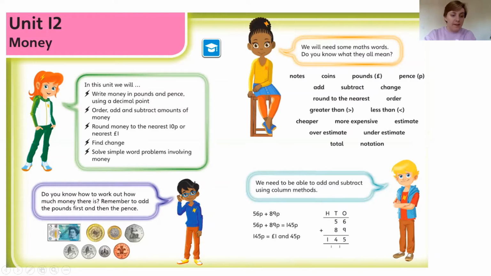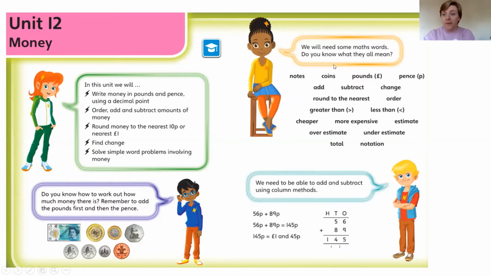So here I can see there's £5 there, £2 there, and £1 there. So that's 5, 6, 7, 8. So that's £8 altogether. And then I have 50p, 2 10p's, a 5p and a 2p. So that's 50, 60, 70p, 75p, then 76, 77 pence. So that's £8 and 77 pence.